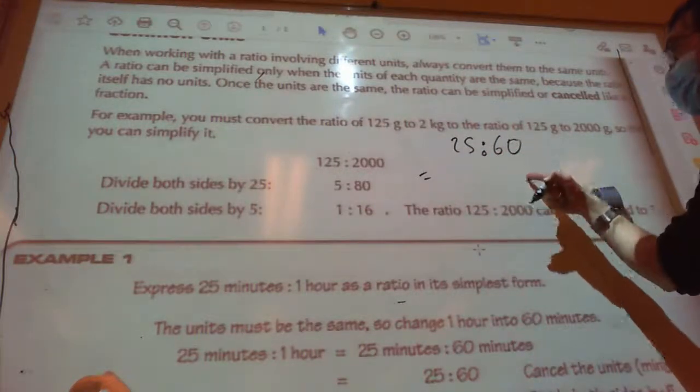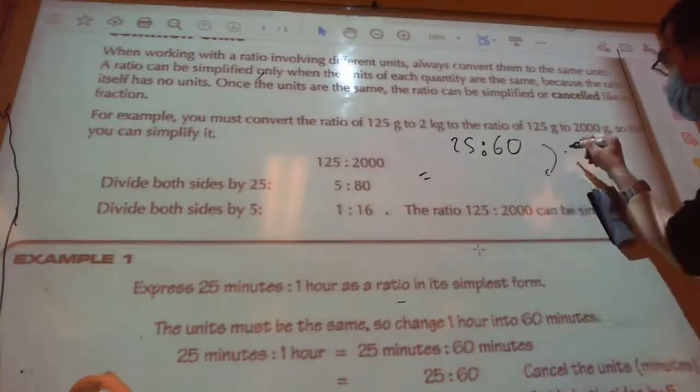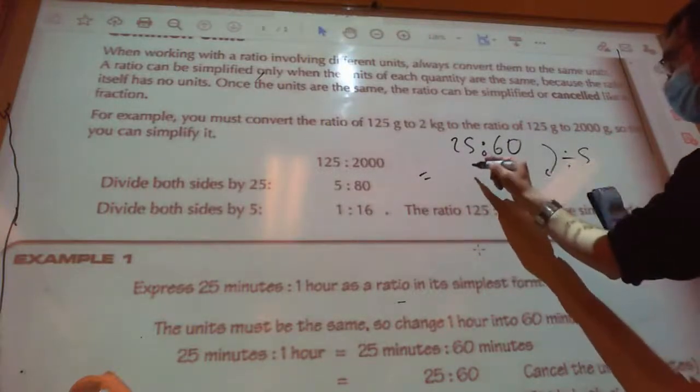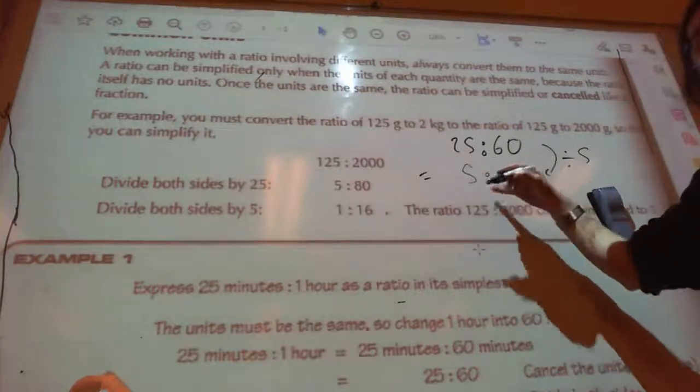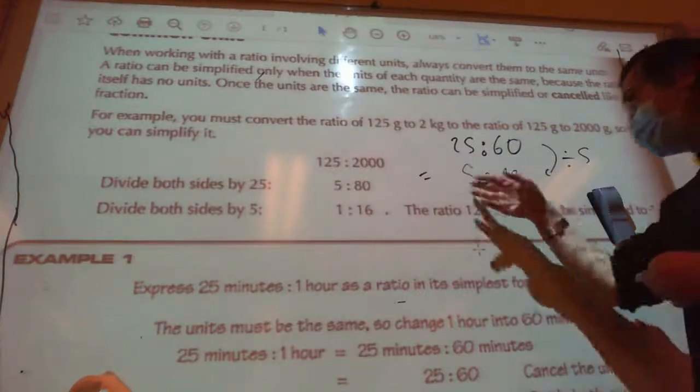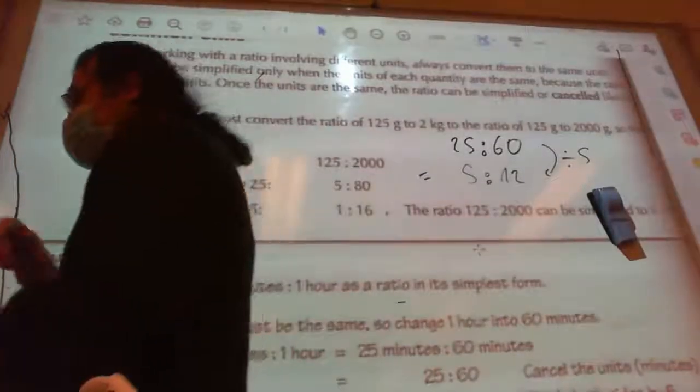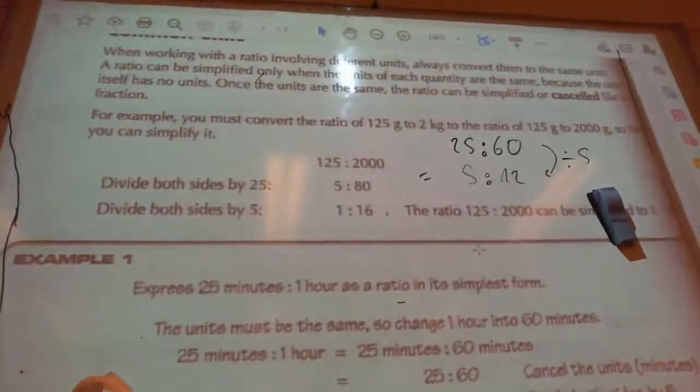25 to 60, you can divide both by 5. Again, 5. And it's equal to 5 to 12, and you can't simplify anymore. Okay? This is simplest form. Simplest form is like when you have a fraction and you can't simplify it anymore. It's the same thing.